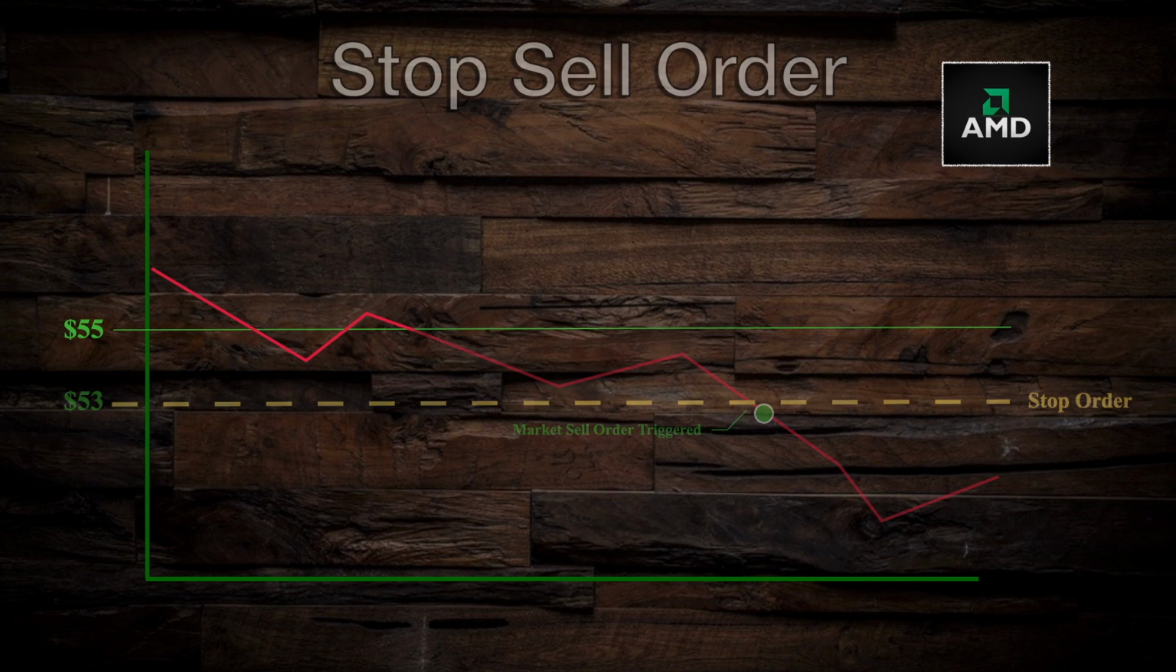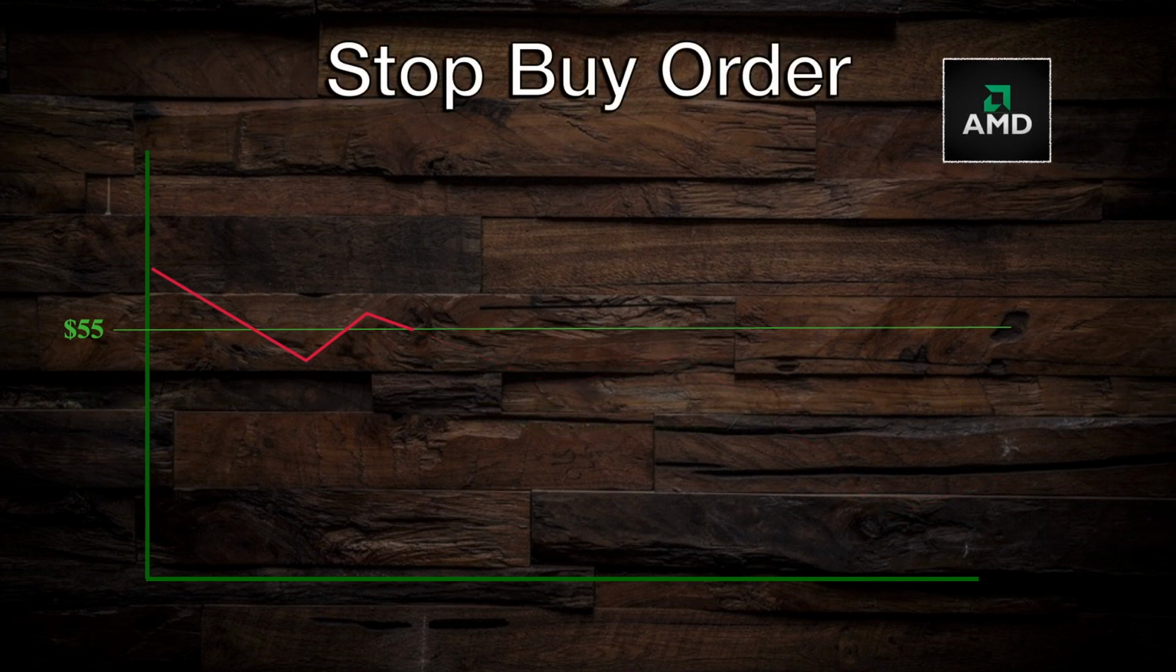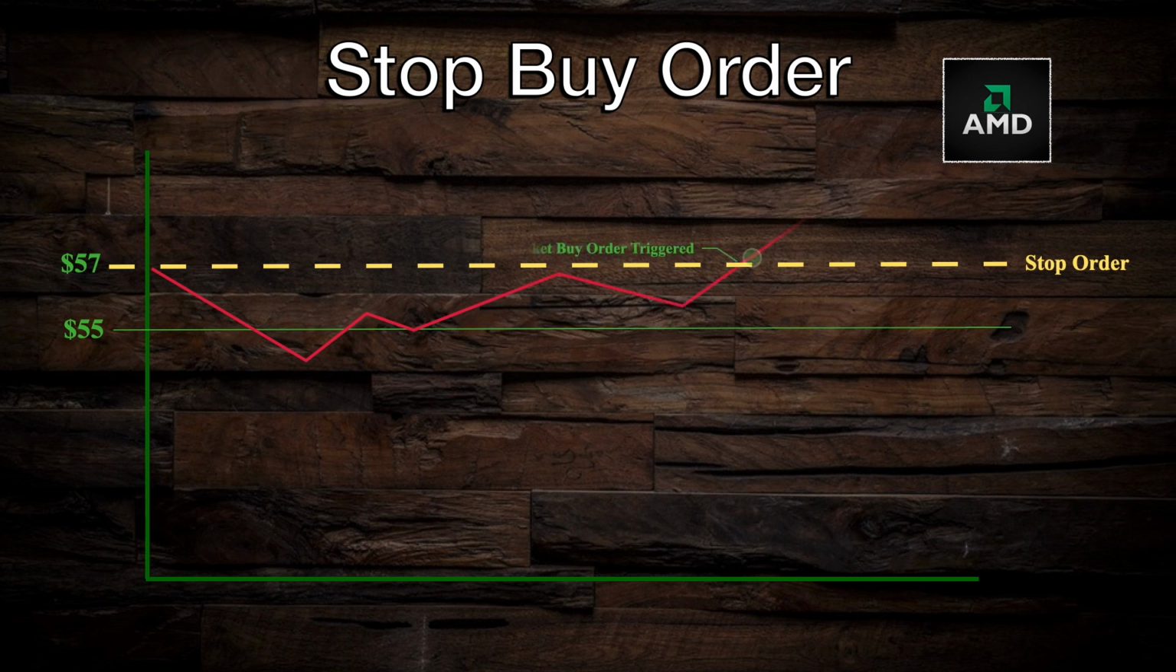Buying with a stop order works the same way. You might submit a stop buy order if you think a stock might break out towards the upside, but you want to wait until it starts to rally to confirm your prediction. In this case, AMD might be trading at $55, and you believe it has potential to rally up to $65. You could submit a stop order at $57 to potentially buy in after the upward move has begun.